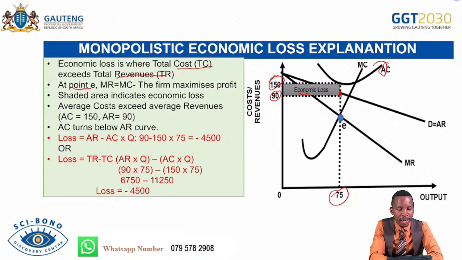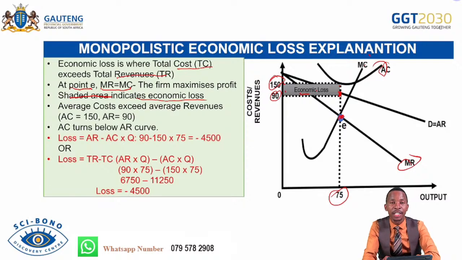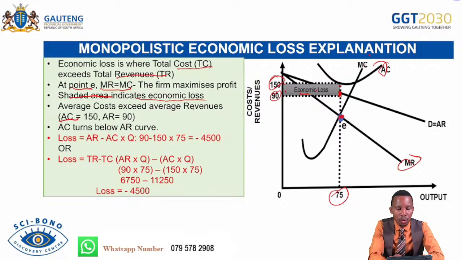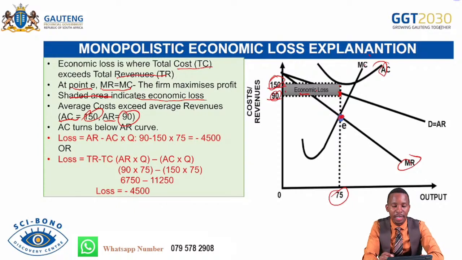And then at point E, MR equals MC. We can see this point, MR equals MC. The firm maximizes its profit, therefore we call this point a profit maximization point. And then the shaded area indicates economic loss. This area here indicates economic loss because our AC is standing just above AR, or average cost exceeds average revenues. AC equals 150 and AR equals 90, meaning income earned is 90, while expenses paid are 150.